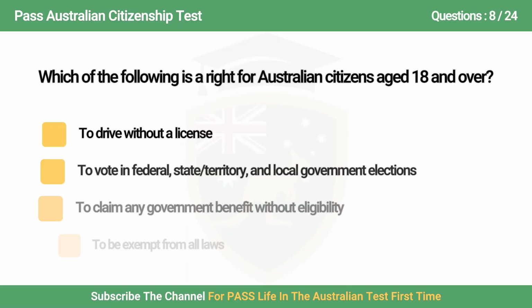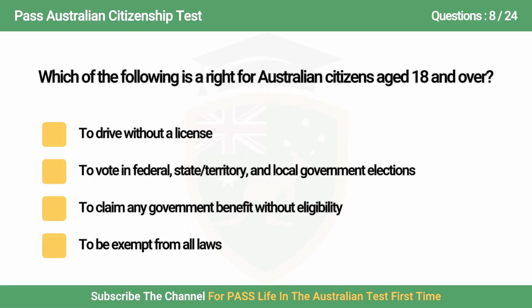Question 8. Which of the following is a right for Australian citizens aged 18 and over? A. To drive without a licence. B. To vote in federal and local government elections. C. To claim any government benefit without eligibility. D. To be exempt from all laws.